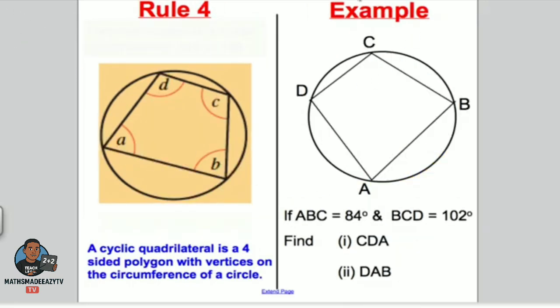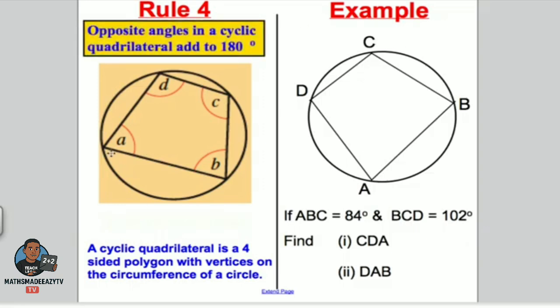For rule 4, the theorem is given as: opposite angles in a cyclic quadrilateral add up to 180 degrees. So angle A and angle C add up to 180 degrees. Angle D and angle B also add up to 180 degrees. Let's talk about quadrilaterals. A quadrilateral has 4 sides, and a cyclic quadrilateral means the corners are touching the circumference of the circle, meaning the quadrilateral is placed in the circle so that it touches the circumference.